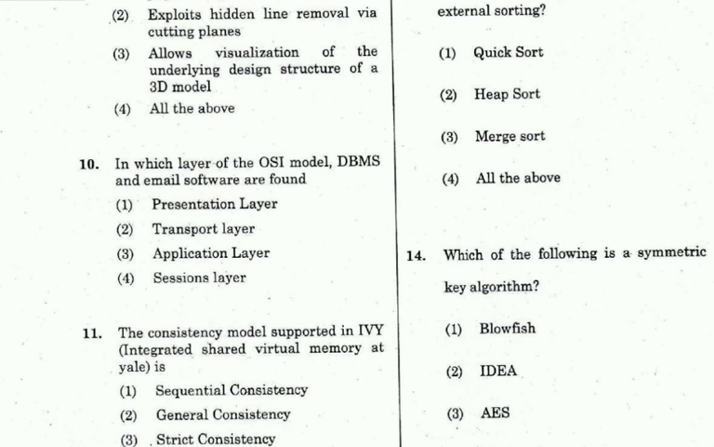Next. In which layer of the OSI model are DBMS and email software found? You must be clear about the different layers in the OSI model, the functionalities of each layer, and the different protocols used in each layer. Here, DBMS and email software are found in the application layer. Why? Because a user can directly interact with the application layer only. A user can't interact with any of the remaining 6 layers. Remember one thing, a user can only interact with the program, not the machine. So option 3 is the correct answer.